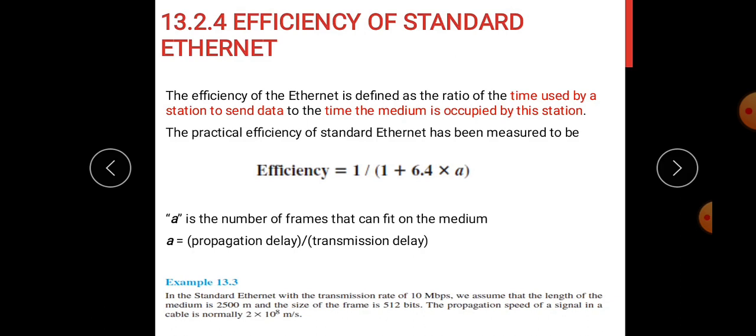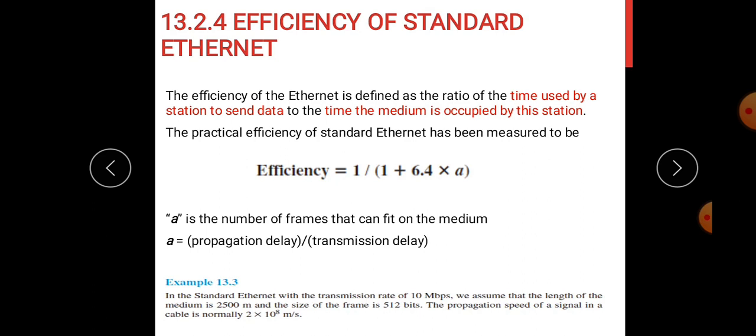The next topic is the efficiency of standard Ethernet. The efficiency of standard Ethernet is defined as the ratio of the time used by a station to send data to the time the medium is occupied by the station. The practical efficiency of standard Ethernet has been measured as efficiency = 1 / (1 + 6.4 × a), where a is the number of frames that can fit on the medium, that is, a = propagation delay / transmission delay.